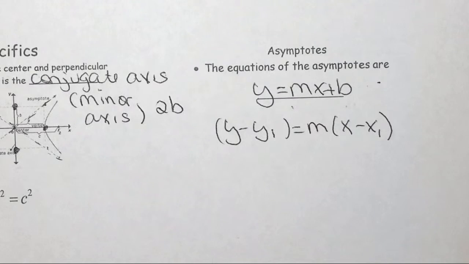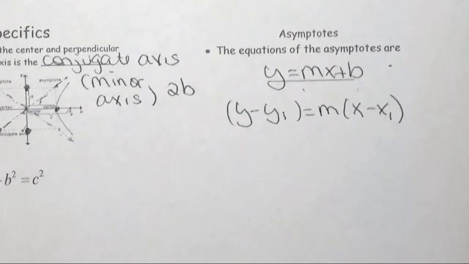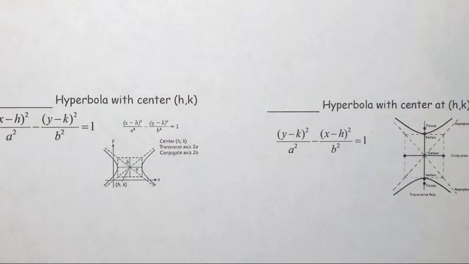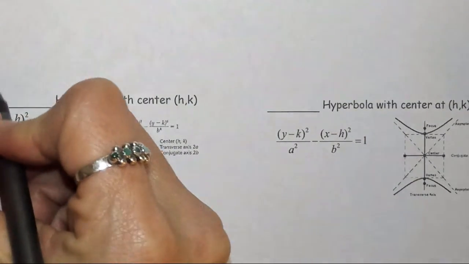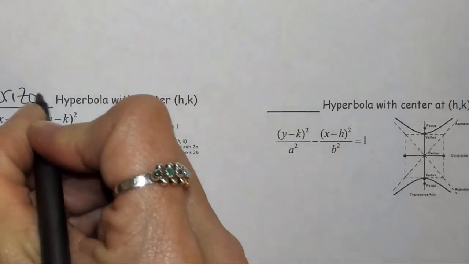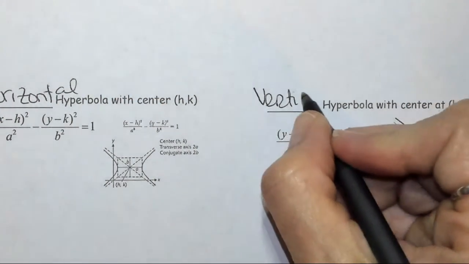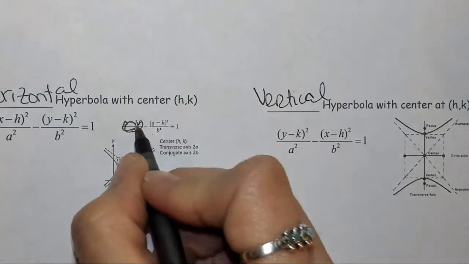Okay, the last thing we're going to write down before we start doing some problems is we said we're going to have how many types of hyperbolas? 2. We're going to have a horizontal hyperbola. And we're going to have a vertical hyperbola.